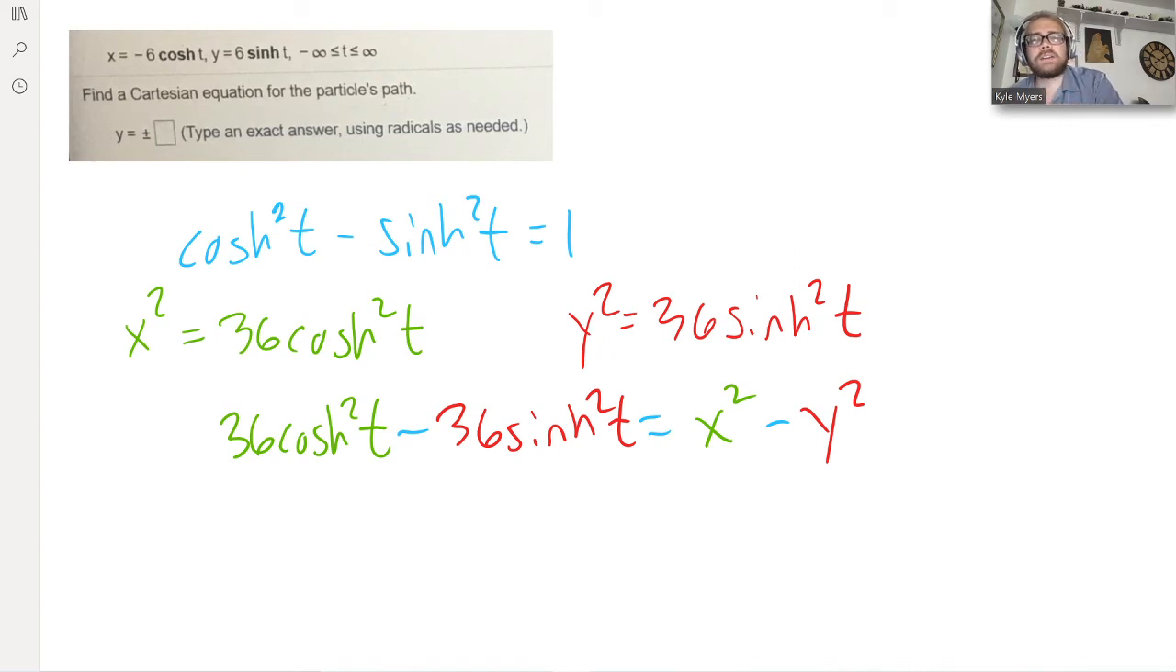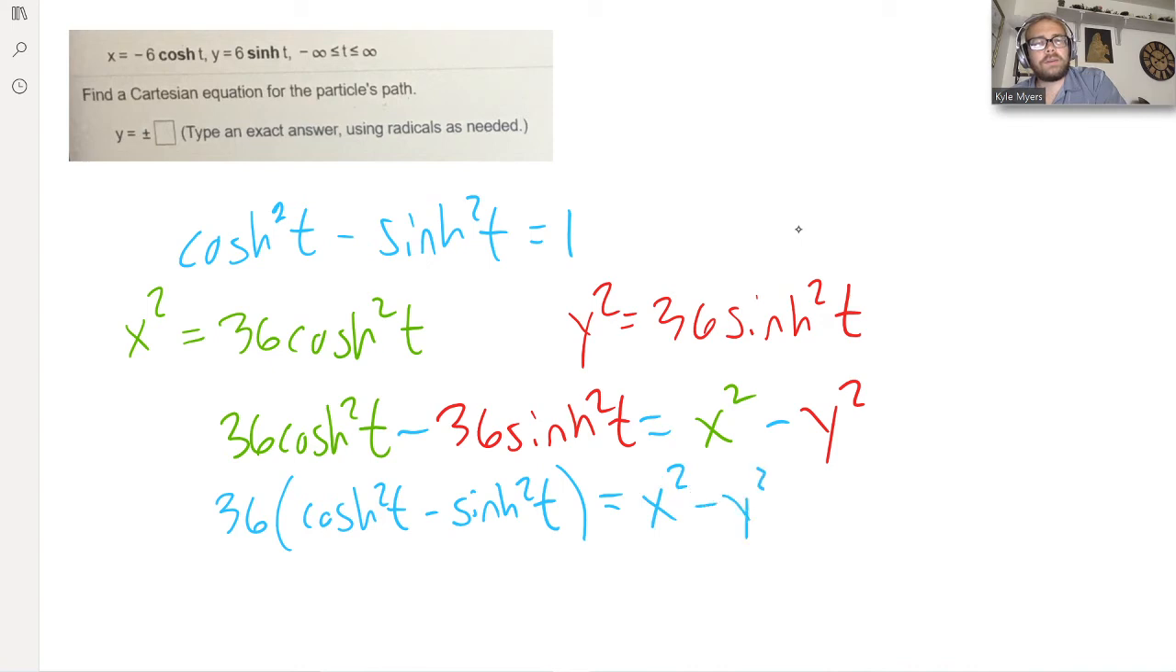I'll go ahead and factor it out, but you don't really need to. If I factor out the 36, it would be cosh squared t minus sinh squared t, and that is equal to 1. We already know that's equal to 1, which is also equal to x squared minus y squared. So then this is just 36 times 1, and 1 times any number is that number. And we have this. Now, from here, they want y equals.